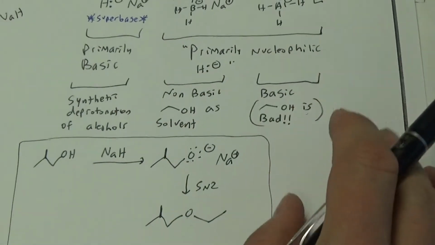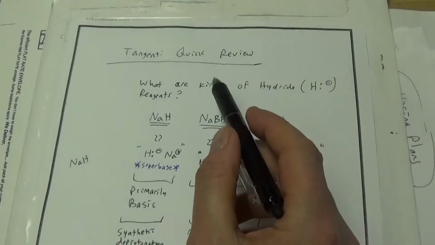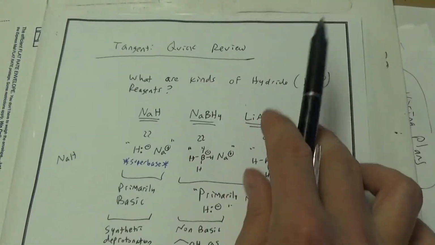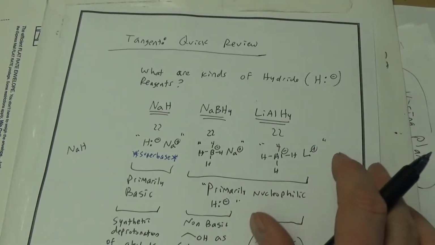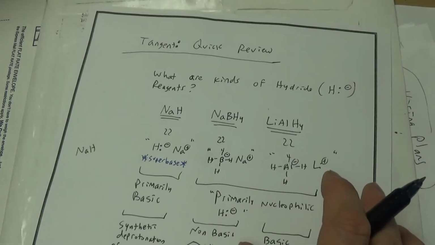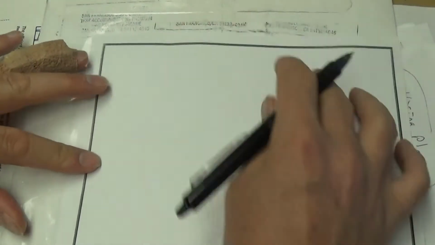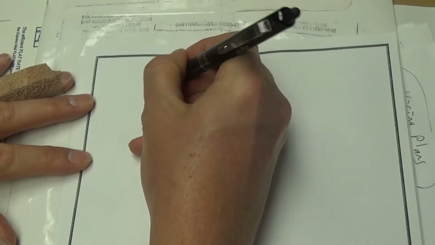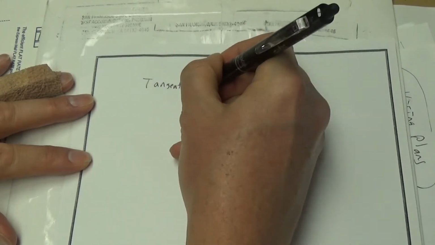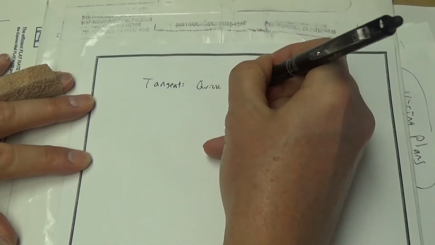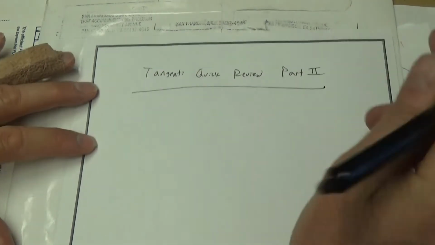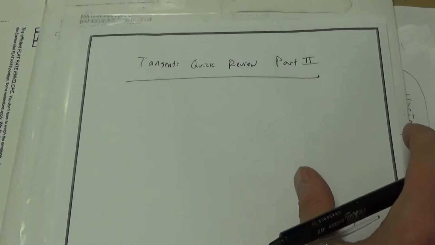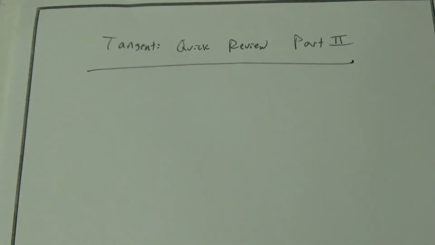Okay? So we're still on our little tangent. This is the tangent, a quick review of Chapter 8 stuff. Now I have a little more tangent, and then we go back into the key topics. Tangent, quick review part 2. So just a little bit more of overall review from where we are right now in Chapter 8.